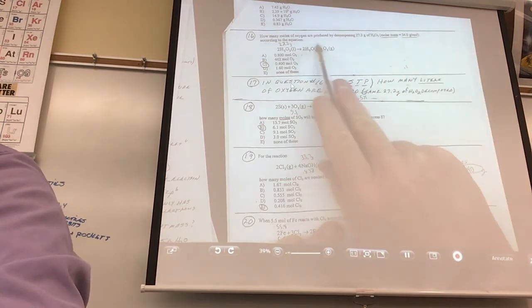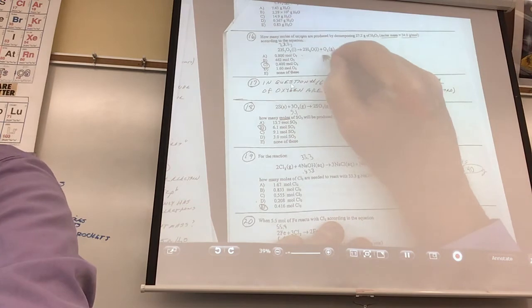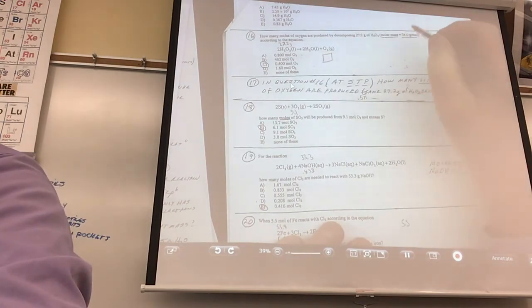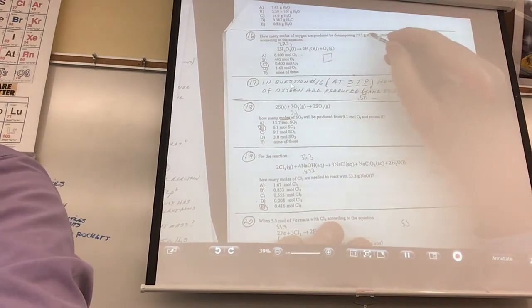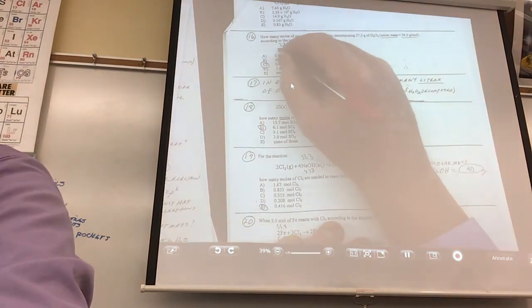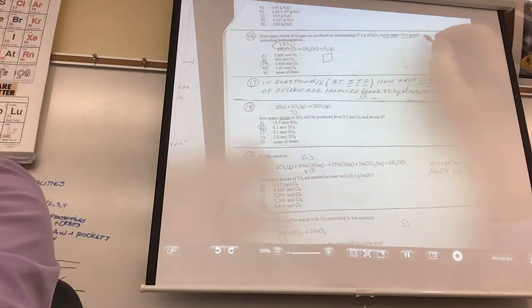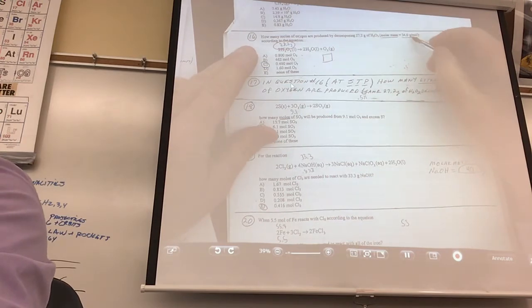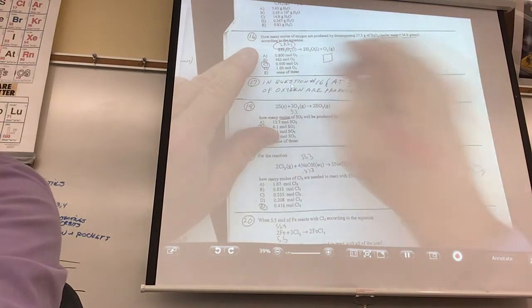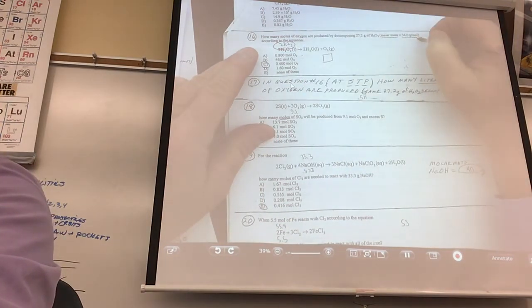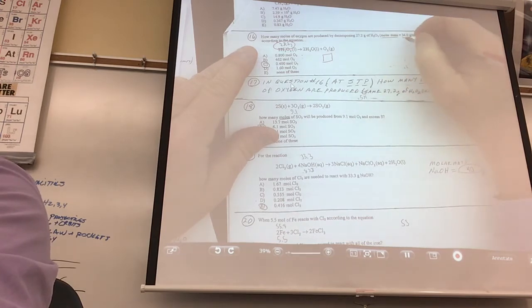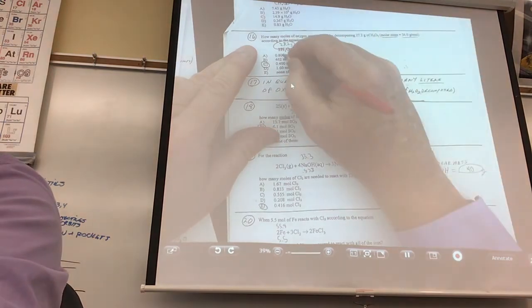How many moles of oxygen are produced? They want to know moles of oxygen are produced by 27.2 grams. So you did that. All right, let's do shortcut. Divide by the molar mass. So let's take 27.2 divided by 34. May, do you have that? We got 27.2, and we're dividing it by the molar mass. What do you have?